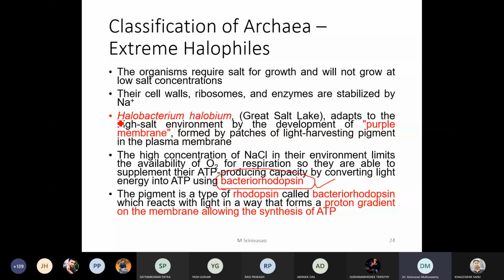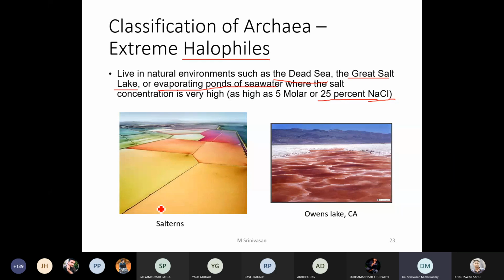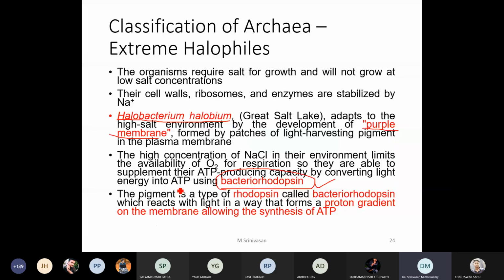The example of this bacterium is Halobacterium halobium. They adapt to the high salt environment, and they have a purple membrane. Because of this pigment, bacterial rhodopsin, in the salt lakes and salterns we can see different colors. The colors are basically because of these bacteria growing there, which have this purple yellowish pigment. So it can be seen as purple salterns in these areas. Okay, so this is all about the extreme halophiles.